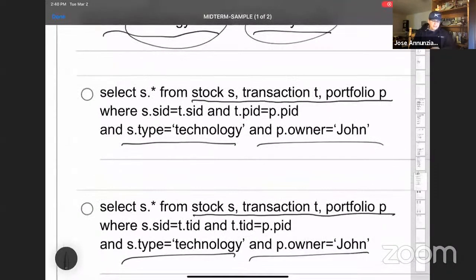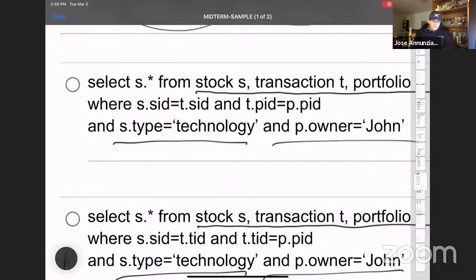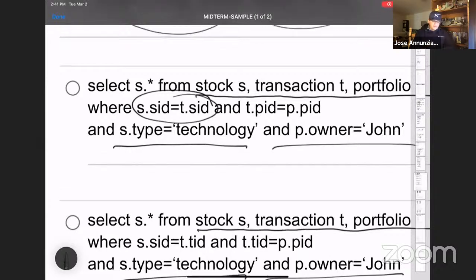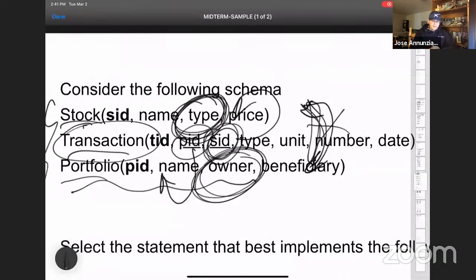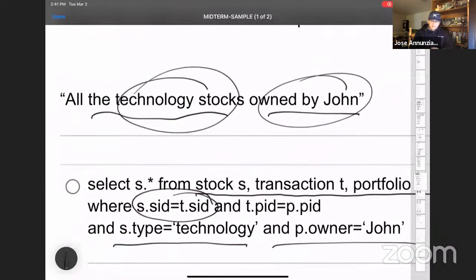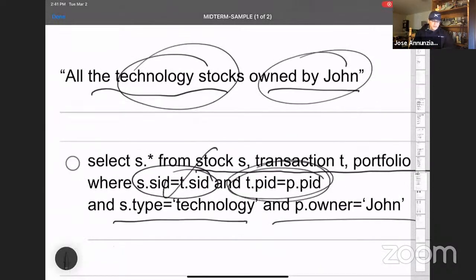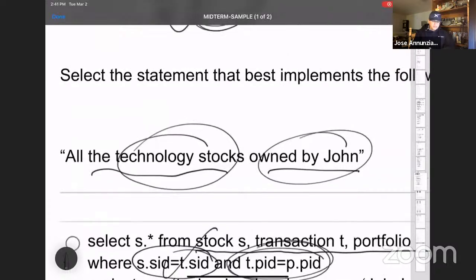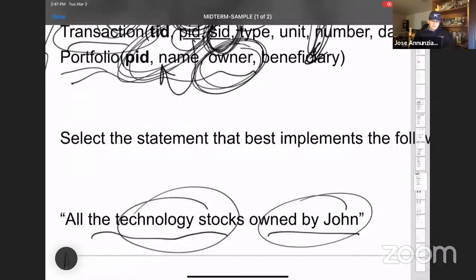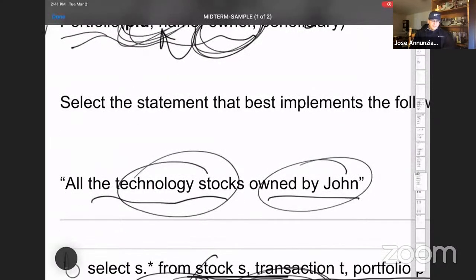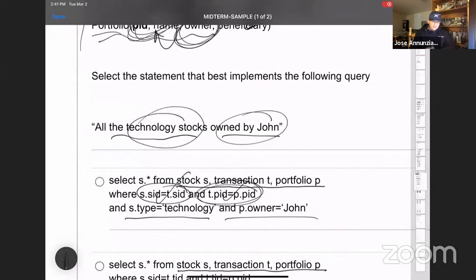Let's take a look at the where clause. Again, here we are joining the stocks with the transactions, with the correct foreign keys. So stock with transaction right here, and so that's good. And then we're joining the transaction with the portfolio, these two over here. So that's correct. Okay, so that's promising.